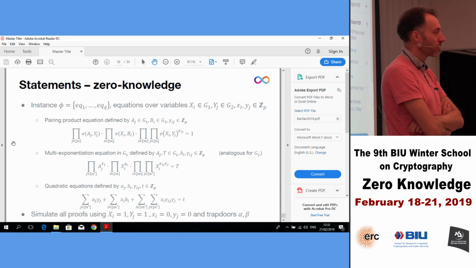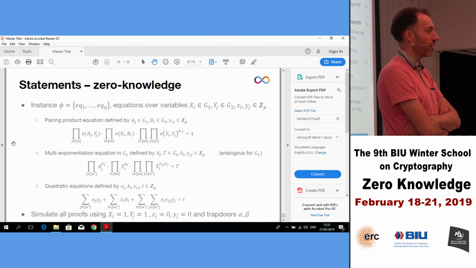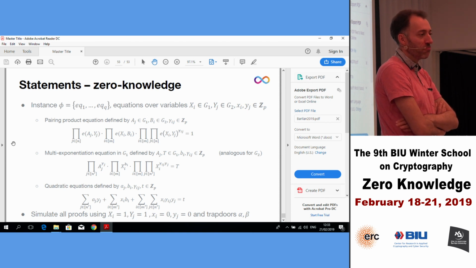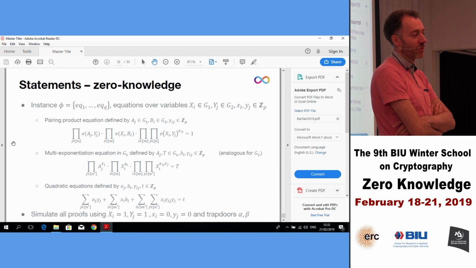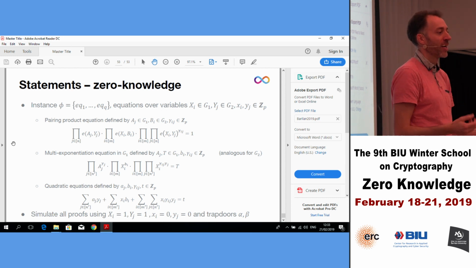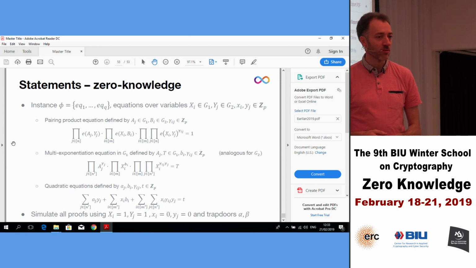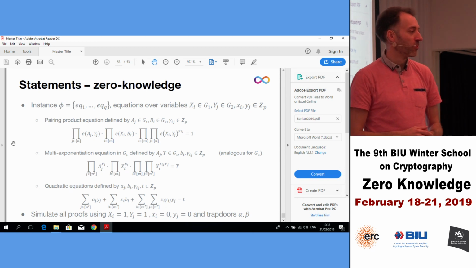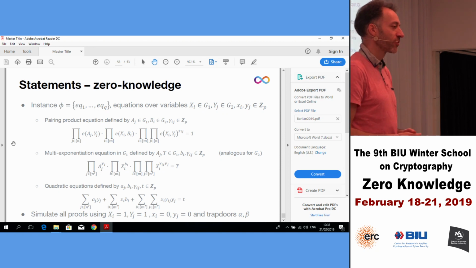So you could set up the hiding common reference string with a known trapdoor, and in that case, that's something you have available in an efficient manner. So it is a polynomial time simulation you get out of it.